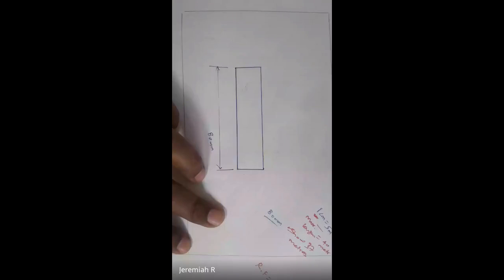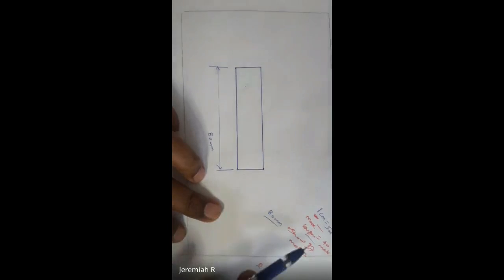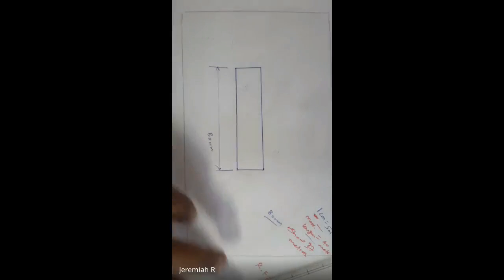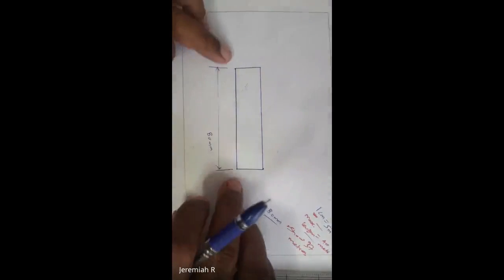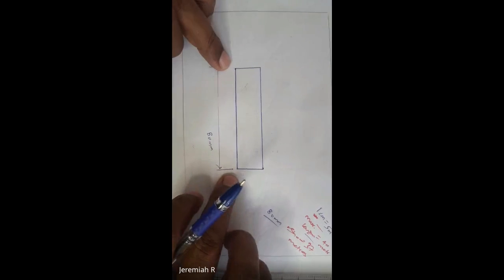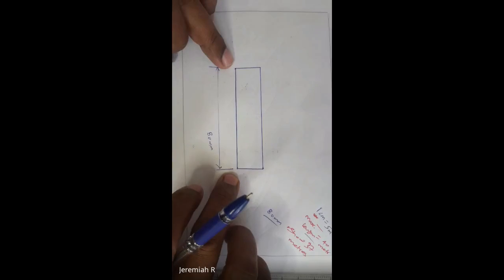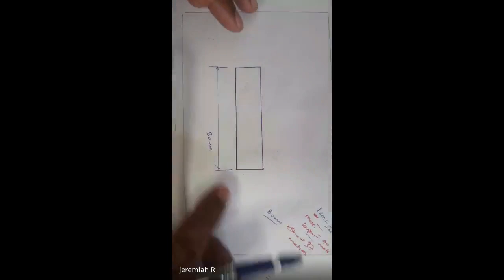So we have to mark the maximum length to be 40 meters. Just see here, maximum length is 40 meters. So what we have to do? This we have to divide into 4.